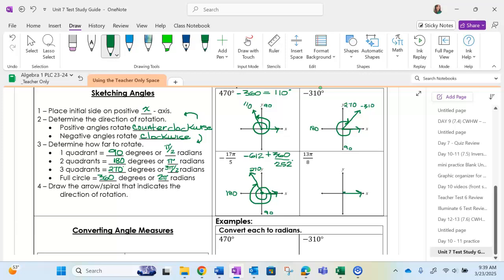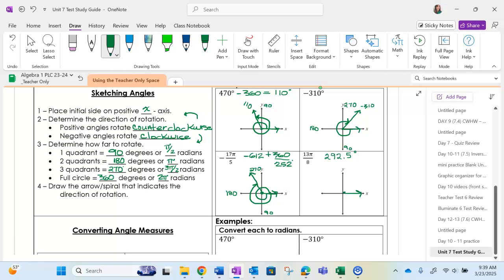All right, 13 pi over 8. I don't like radians, so I'm going to convert it to degrees, and this is 292.5 degrees. I can have a decimal here because I'm converting radians to degrees.